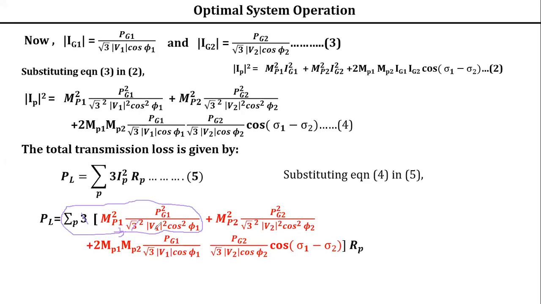So this term doesn't have any P. So I am taking it outside the summation because the summation limit varies for P. Whatever P suffix is there, you keep it within the summation. That is MP1 square into RP. Don't forget this RP. So that is the term I am writing here.